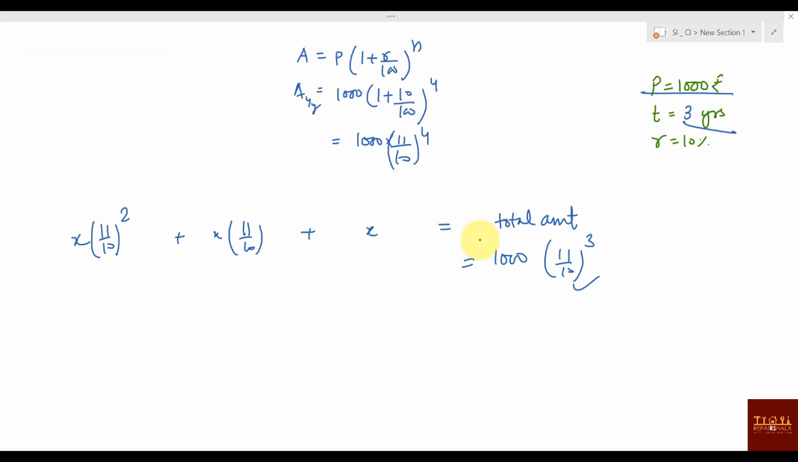If this is not clear, I am going to teach you a little bit of introduction about the ratio method, because the ratio method is too much useful here. Okay.